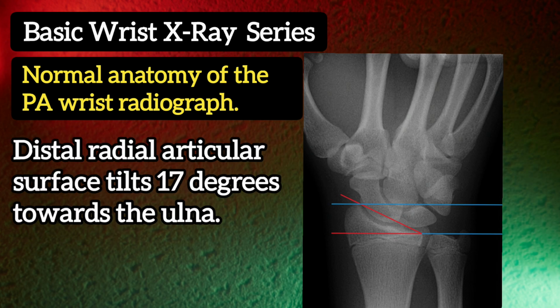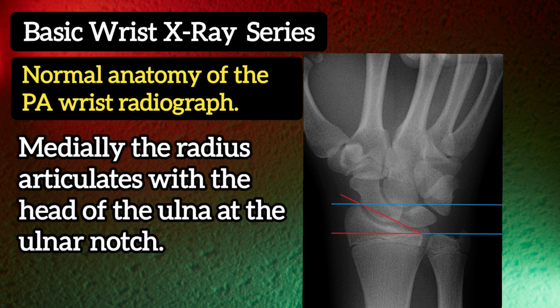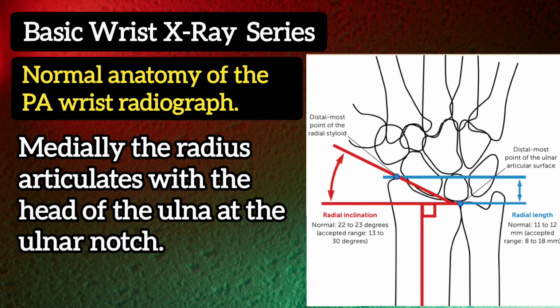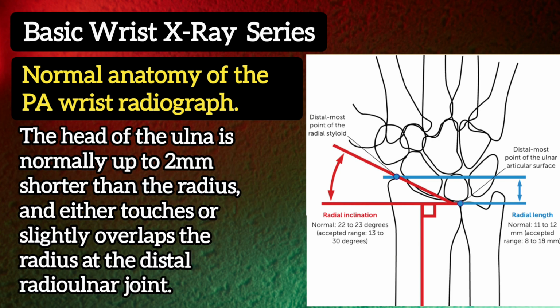Distal radial articular surface tilts 17 degrees towards the ulna. Medially the radius articulates with the head of the ulna at the ulnar notch. The head of the ulna is normally up to 2 mm shorter than the radius, and either touches or slightly overlaps the radius at the distal radioulnar joint.